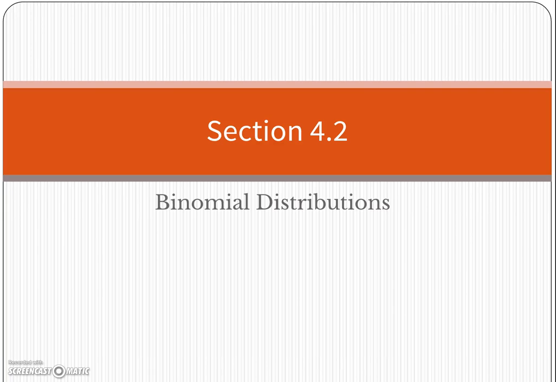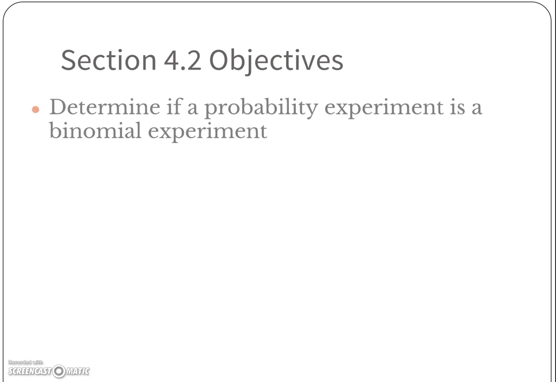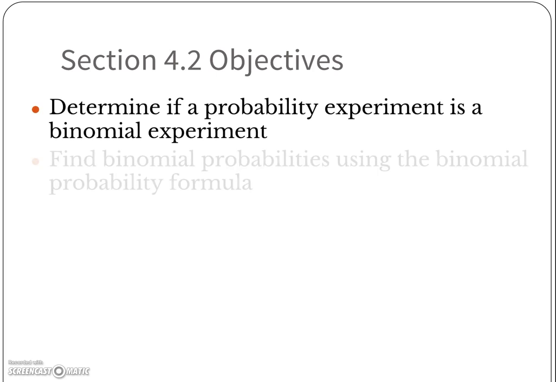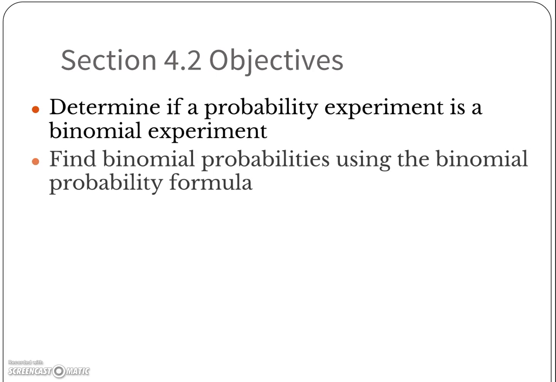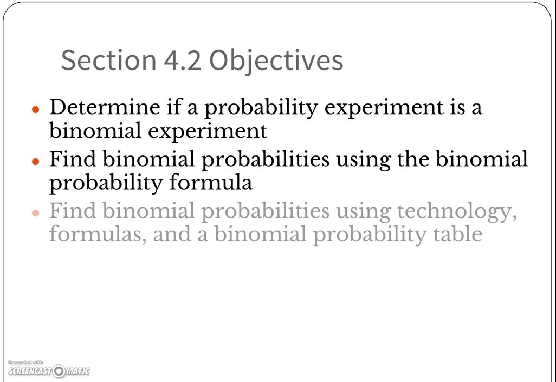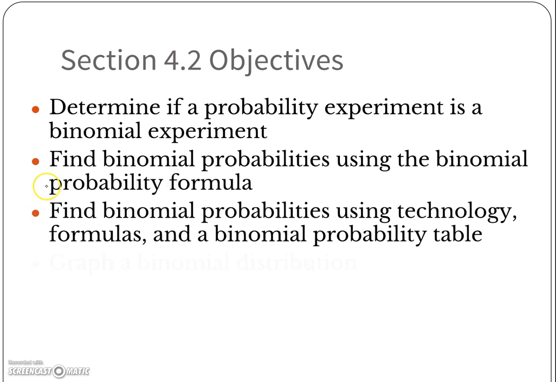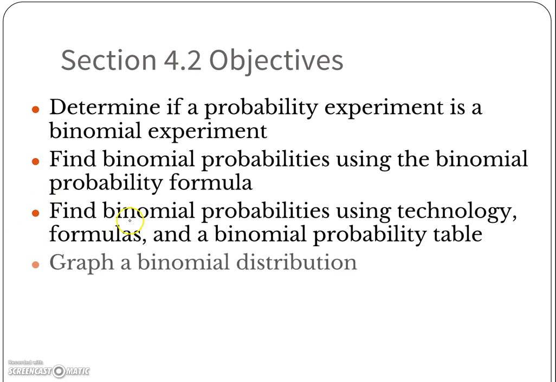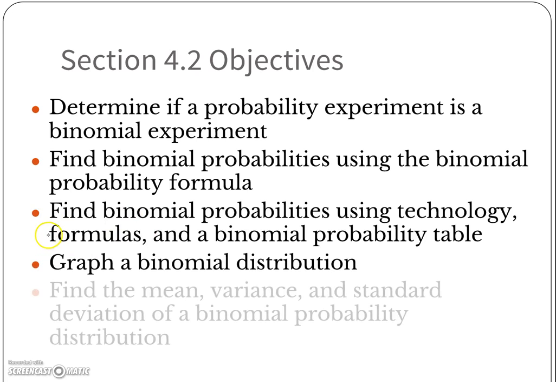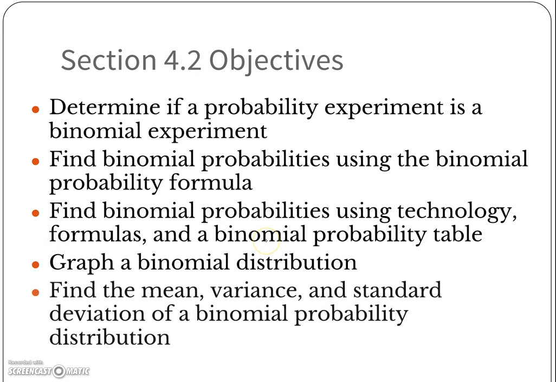Okay, today we're going to do section 4.2 on the binomial distribution. The objectives for today are to determine if a probability experiment is a binomial experiment, to find binomial probabilities using the binomial probability formula, and also using technology, so our calculator, so have your 84 ready, and a binomial probability table, and we'll need our book for that one. Then we're going to graph a binomial distribution and find the mean, variance, and standard deviation of a binomial probability distribution.